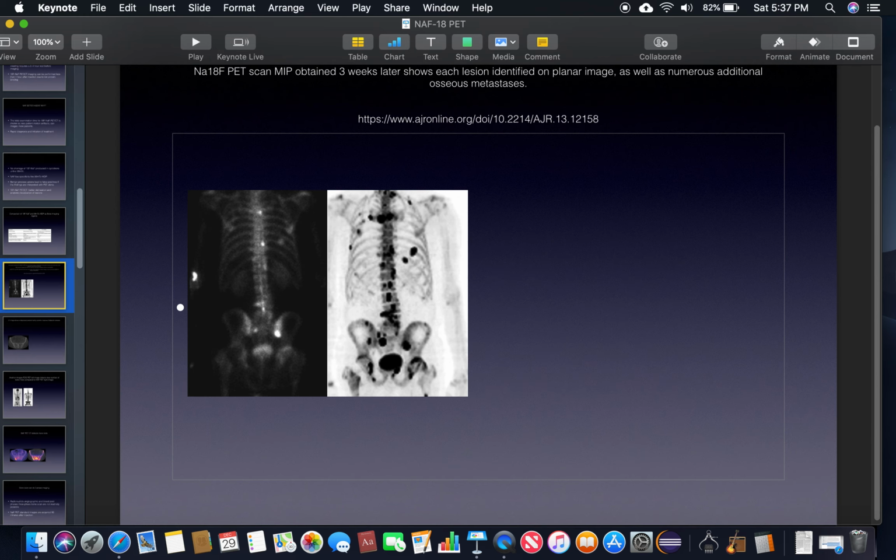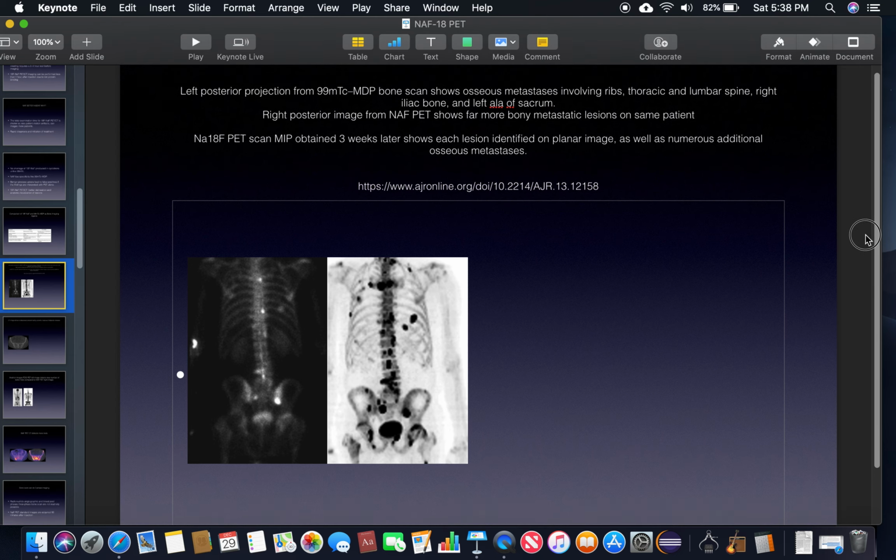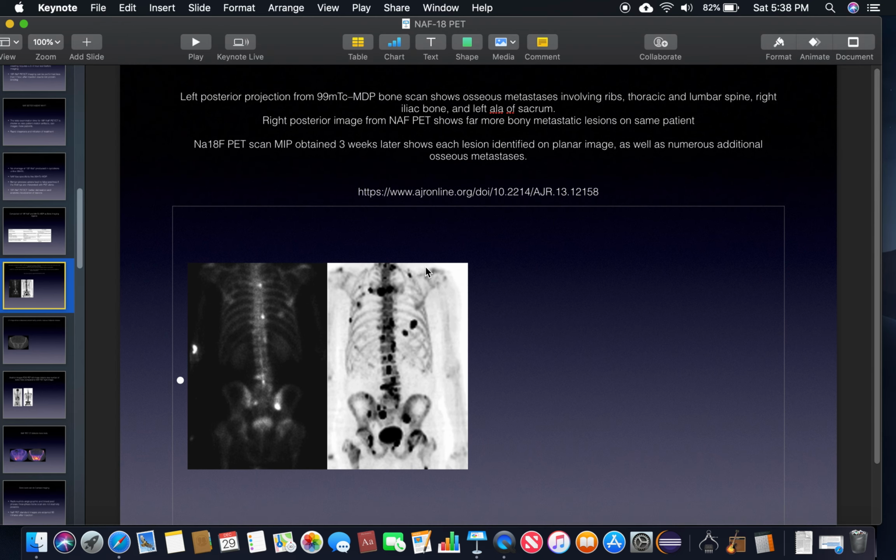Now, this is an image that I took from AJR, my second reference. As you can see on the posterior image of a bone scan, there are some areas of abnormal uptake, which are metastatic lesions. When you compare it to the NAF on the right hand side, you find far many more lesions, multiple lesions that were not visible on the bone scan. So this is an advantage of NAF compared to a bone scan.